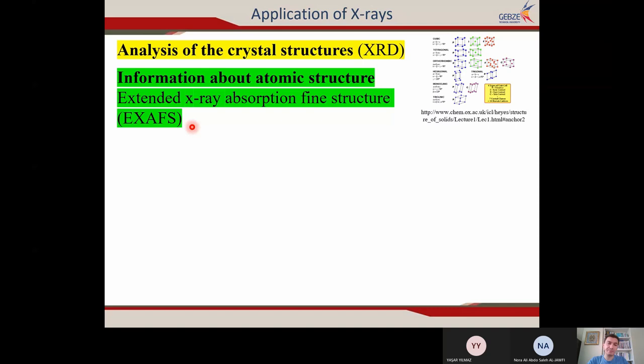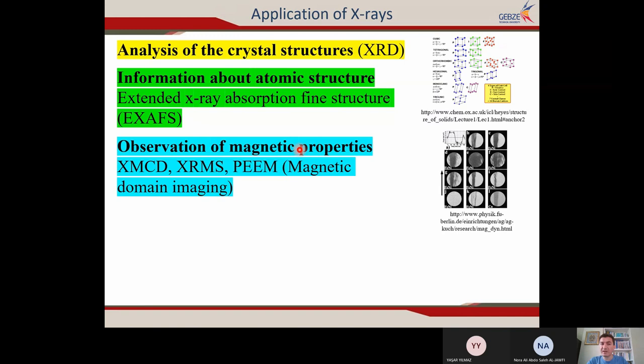In addition to that, by using X-rays, we can investigate magnetic properties. Magnetic properties are very important because we use magnetic materials everywhere: magnets in our daily life, in industry, and also in hard disk drives. So here you see magnetic domains; element-specific images of the magnetic domains can be taken by using X-rays. I will not go into detail. I will talk about all these details in separate lectures, okay? This is also the topic of the last lecture of this semester. I will talk about X-ray magnetic circular dichroism, X-ray resonant magnetic scattering, and also photoelectron emission microscopy, another X-ray-based method in the synchrotron radiation light sources.